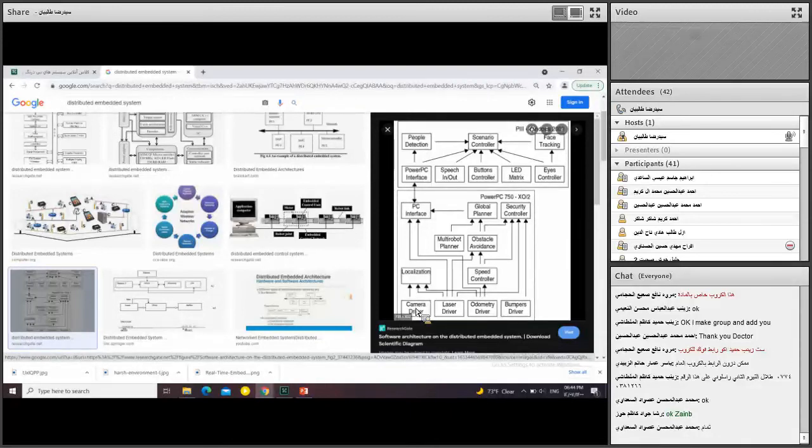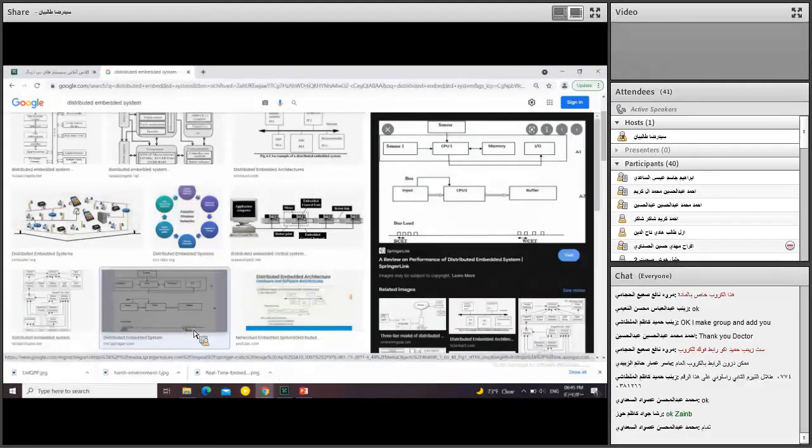Okay, the controller scenario, and then producing proper outputs. The outputs will go to, for example, the bumper driver, odometer driver, laser driver, camera driver, and something like this. This is a special example of a distributed embedded system.